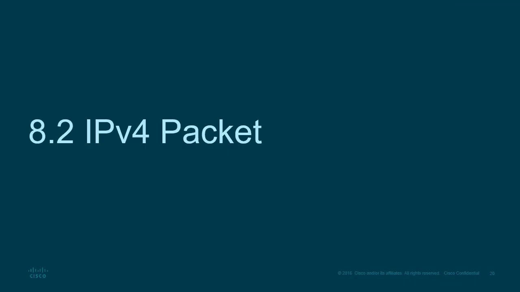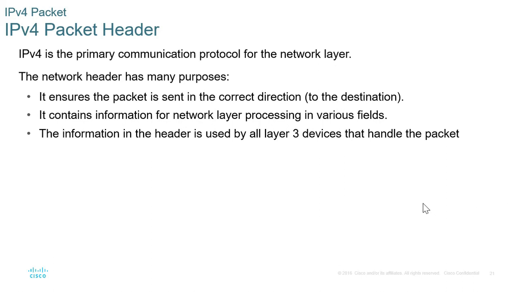Okay, so kita tengok sekarang cara network layer paskan information yang penting menggunakan the IP packet. So information yang penting ni sebenarnya kita letak dalam the packet header. Okay, so packet header dekat IP layer adalah to ensure the packet is sent in the correct destination. So kita tengok destination IP address, it must be correct. Then it contains information for network layer processing.